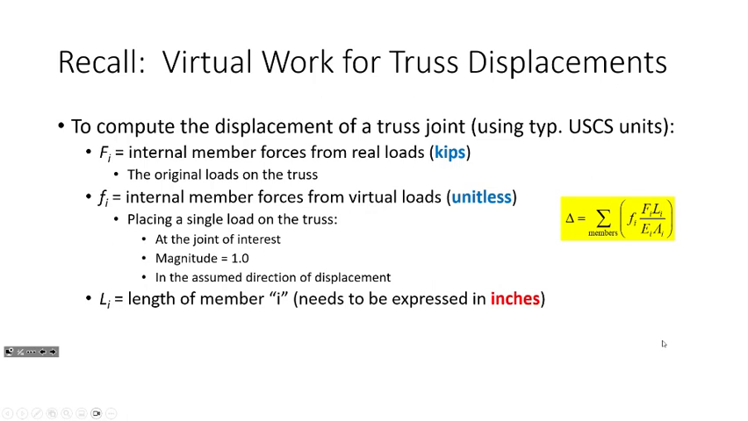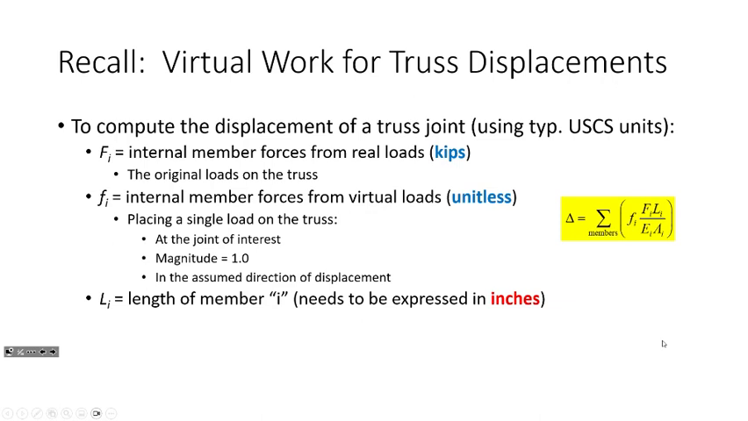All right, now one of the things that we did need to mention is that this formula is blind to units, right? So whenever we compute our energies, we need to use the length of each member, and the length needs to be expressed in inches, right? Do we typically express truss element lengths in inches? No, we typically express them in feet.